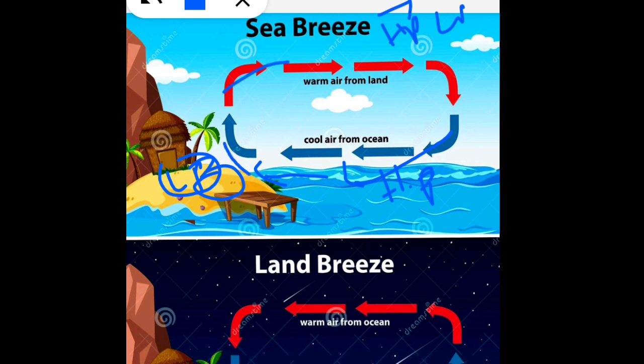So it circulates in this way. Reaching the land, it will rise up again in the form of convective currents, right? Reaching the upper layer, it will again sink down to the sea region of high pressure. This is how a circulation is formed. As the wind is blowing from sea to the land, it is known as sea breeze, right?